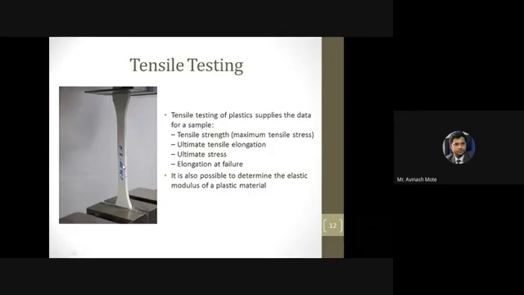Is it the output of the tensile test? Because in SOM also you have studied that stress strain curve, stress versus strain curve. Is it the output of the tensile test? Answers. Tensile test.